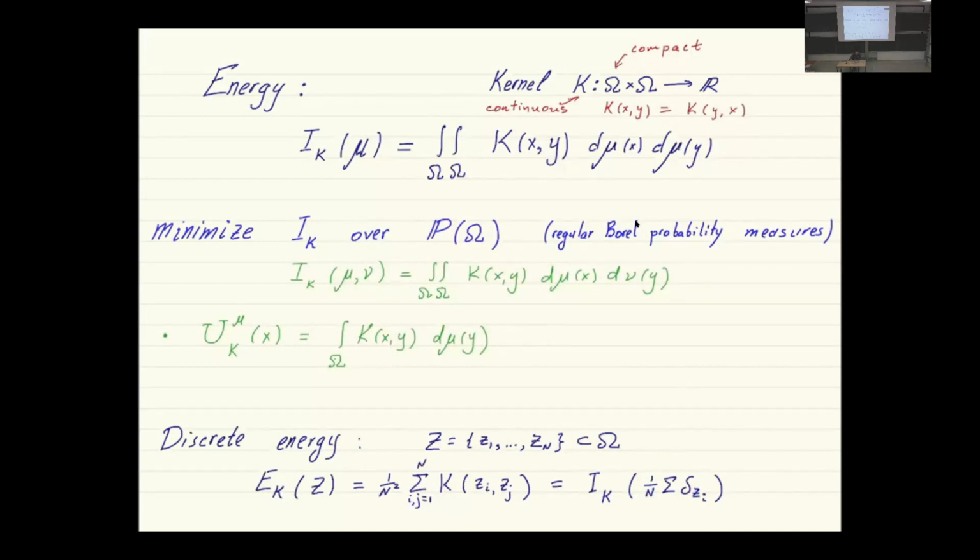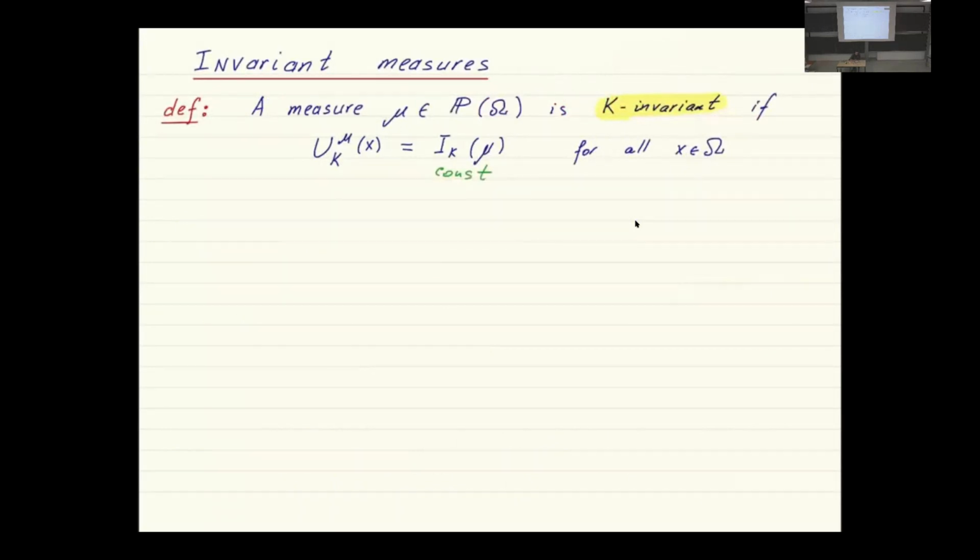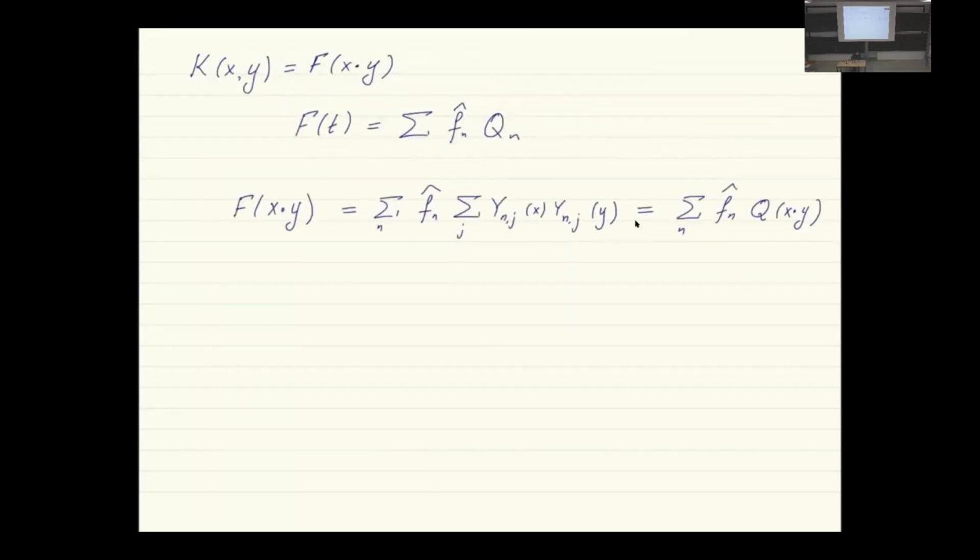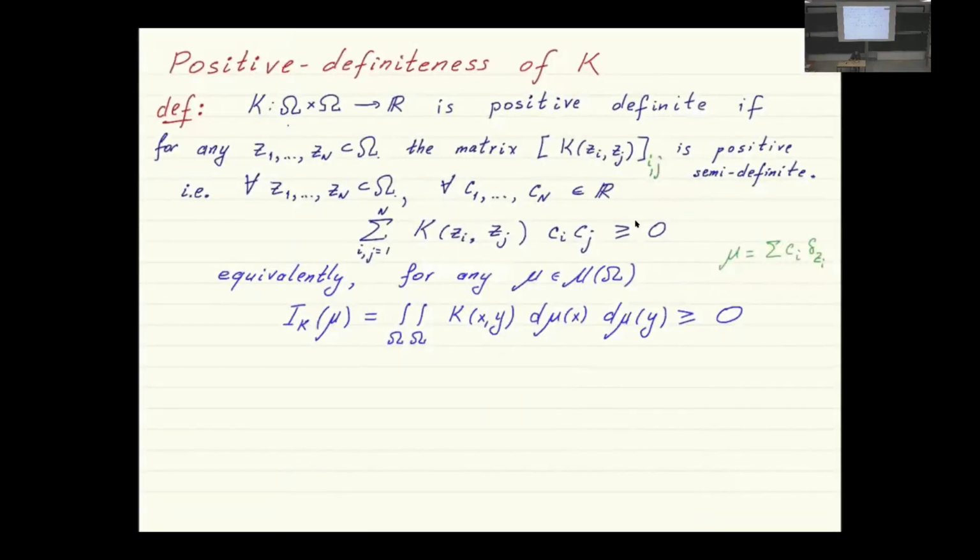Okay, and we have talked about positive definiteness. I can remind the definition really quickly. Let me find it in the previous slides. So positive definiteness means, in terms of the energy integral, that for any signed measure, the energy integral is non-negative. Or for any choice of points, you have this matrix K applied to all possible pairs of points. This matrix is positive semi-definite.